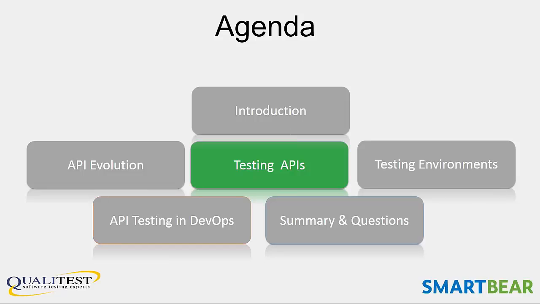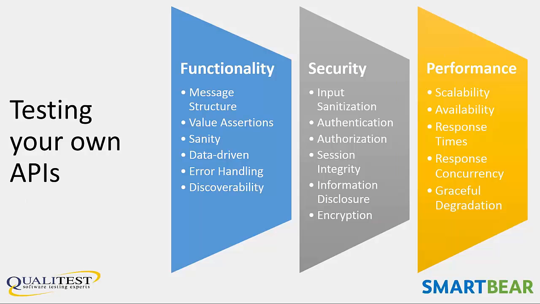So when we talk about testing APIs, there's two types of APIs that we need to consider. There's the APIs that we are building, and there's the APIs that have come from third parties. We'll move on to the third parties in a minute. But let's talk, first of all, a little bit about the APIs that you yourself are in control of.